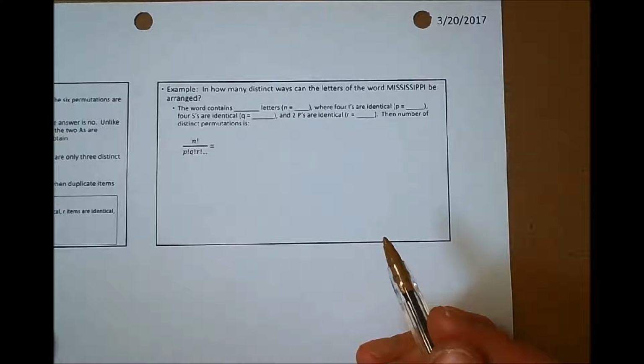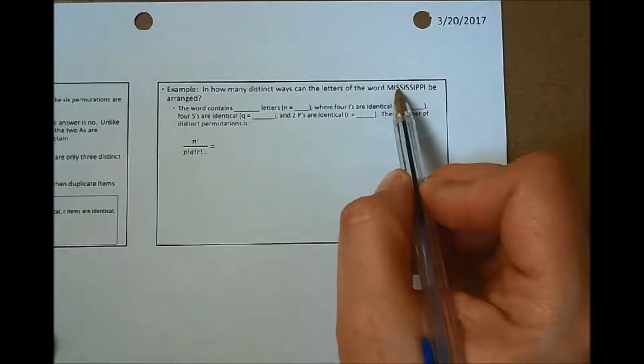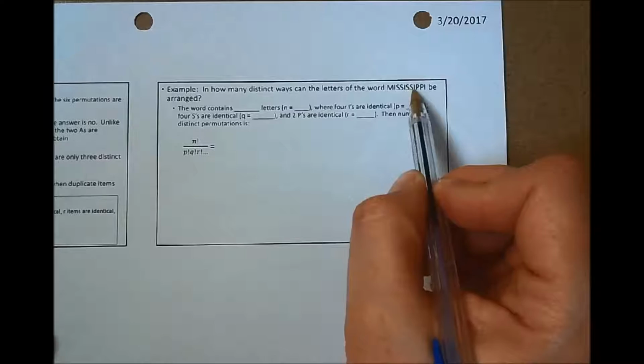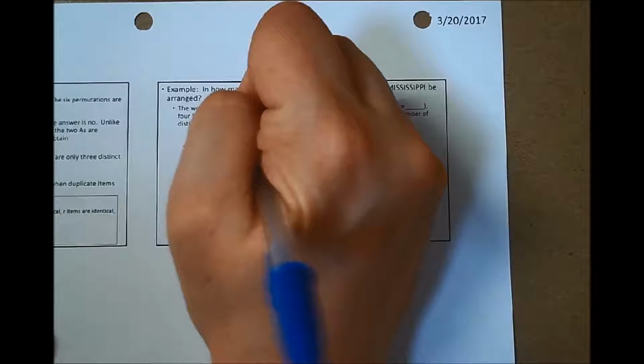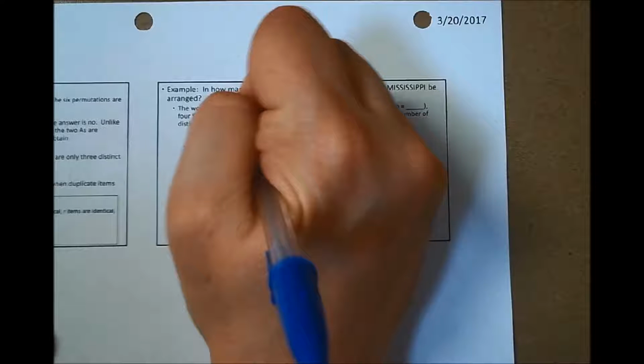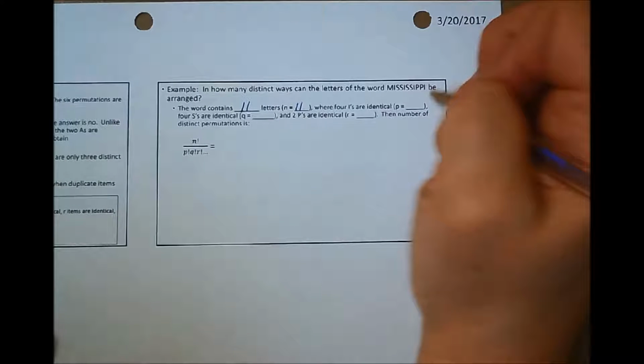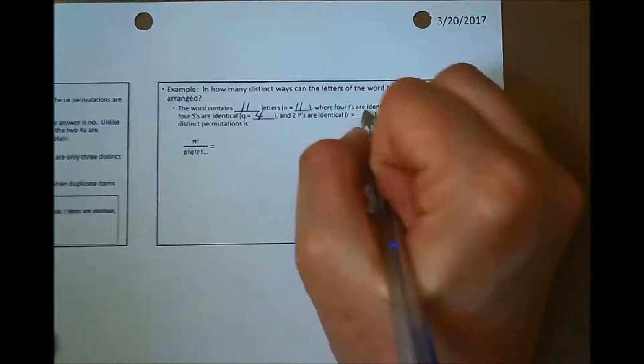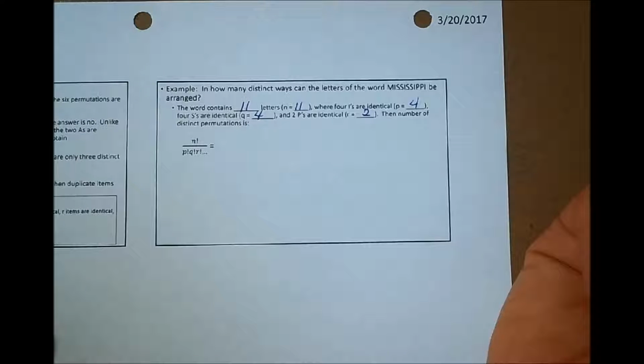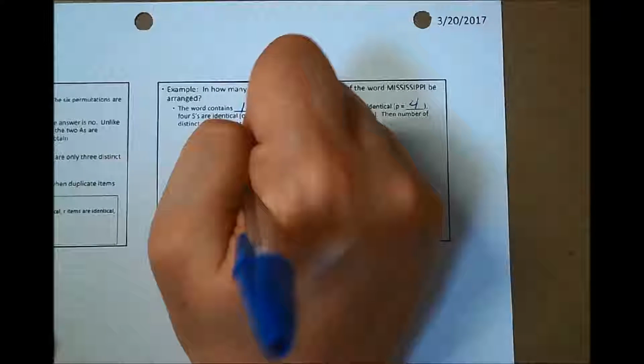So let's do an example of that. In how many distinct ways can the letters of the word Mississippi be arranged? Well, we have 1, 2, 3, 4, 5, 6, 7, 8, 9, 10, 11 letters. So n is 11. Where 4 I's are identical, 4 S's are identical, and 2 P's are identical. So the number of distinct permutations is 11 factorial over 4 factorial times 4 factorial times 2 factorial.